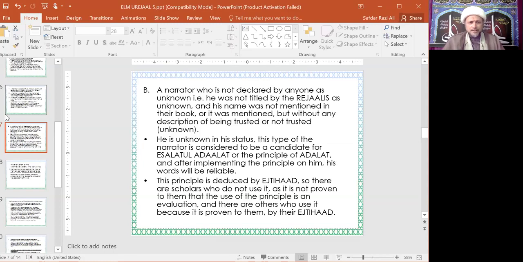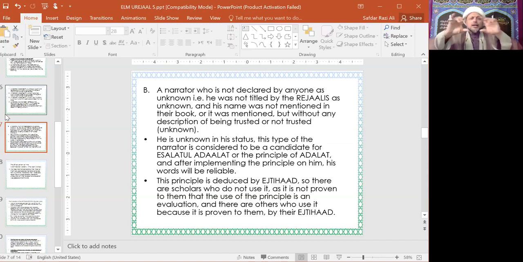I hope this is clear. Just a quick summary. When do we apply the principle of Adala, Isalatul Adala? We have three bifurcations, according to Dr. Abdul Hadi Al-Fadli. First, a narrator unknown in his status: who is he, how is he, we don't know anything. The Rijalis say we don't know, he's totally unknown. We don't apply this rule because he's unknown. We don't rely on that person.